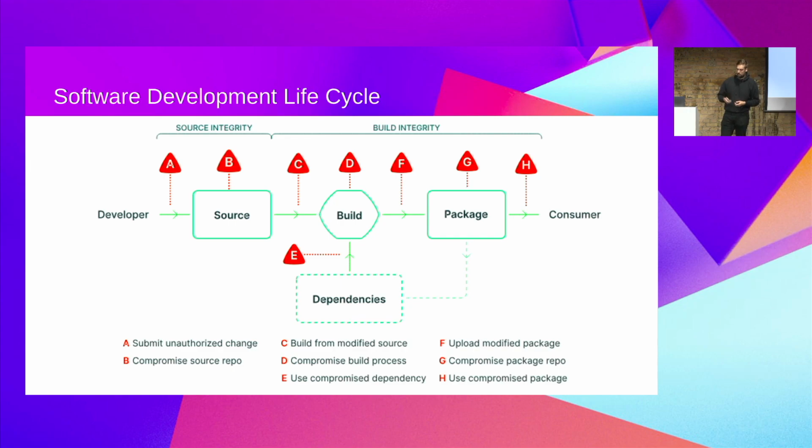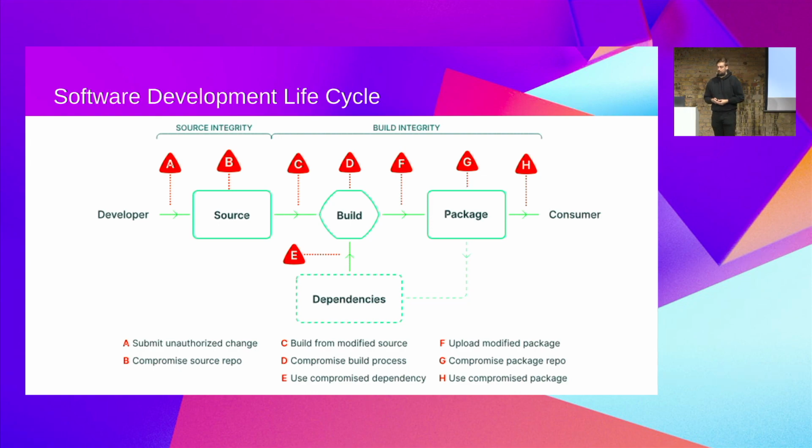Sorry, I should include step E here. When we build our project, we pull in external dependencies. An attacker can also compromise these and simply add malicious code that gets run when the consumer consumes the artifact.